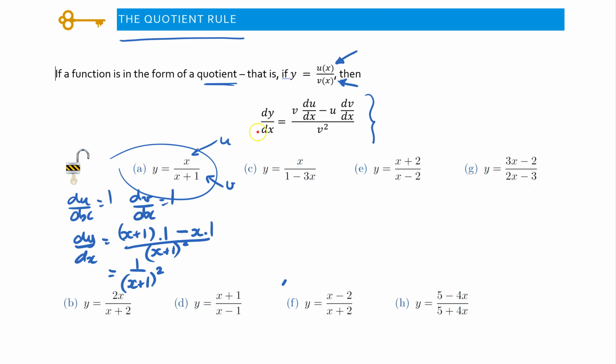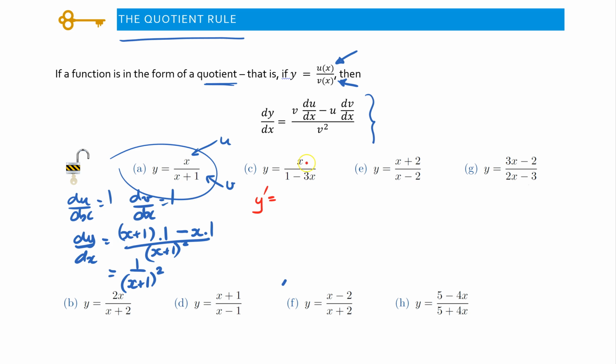I'd like you to read this to yourself, and the way to read it is that dy dx equals: take the bottom of your quotient, put it down the bottom and square it, then put it up the top, multiply it by the differential of the top, minus, put down the top, multiply it by the differential of the bottom. So if I looked at this one, for example, and applied that rule, it's just slightly less writing. I don't do all of this setup, but I've clearly got to do it in my head.